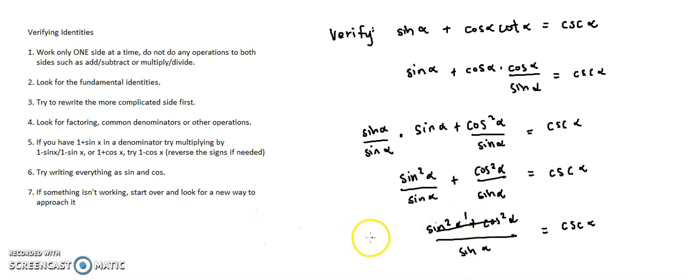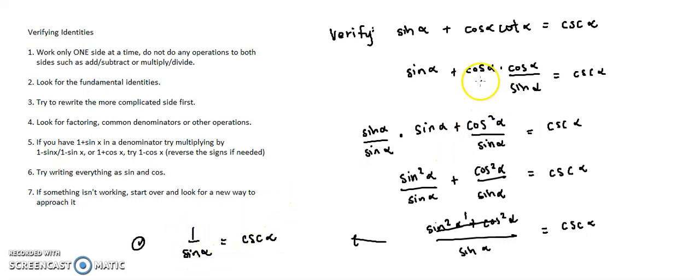So I kind of ran out of room here. We're going to go this way with it. So I've got 1 over sine alpha equals cosecant alpha, and that's one that we definitely know is true. That's our reciprocal identity. And so we've gotten to the end. If you want to, you can write cosecant alpha equals cosecant alpha. That's fine too. But this is enough to see right here that it's the same thing.